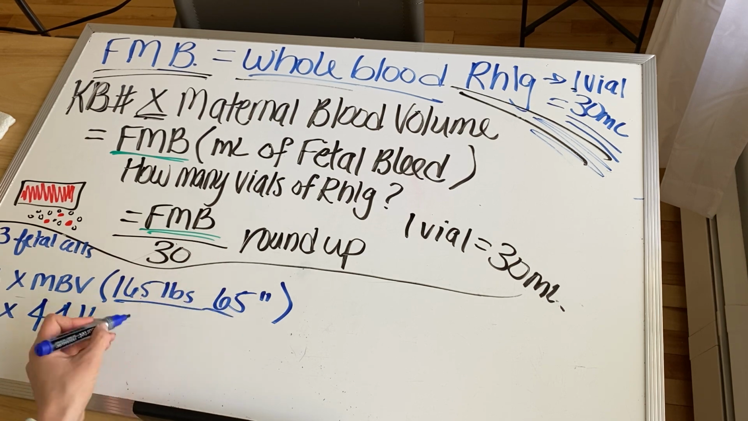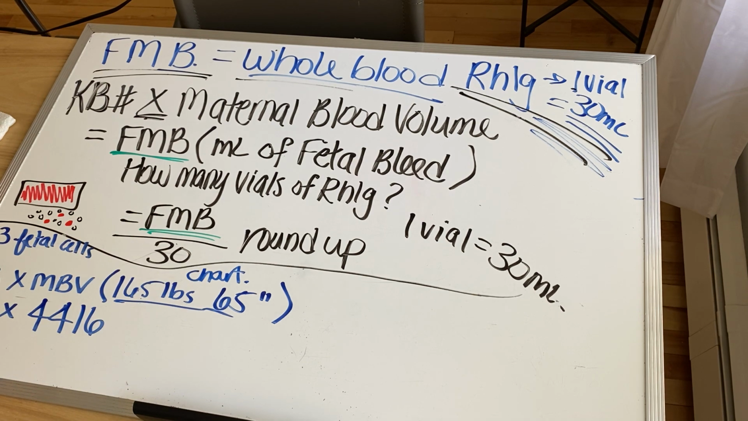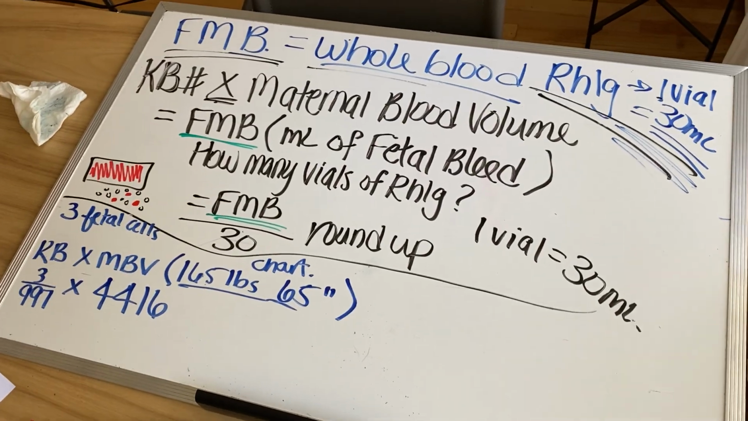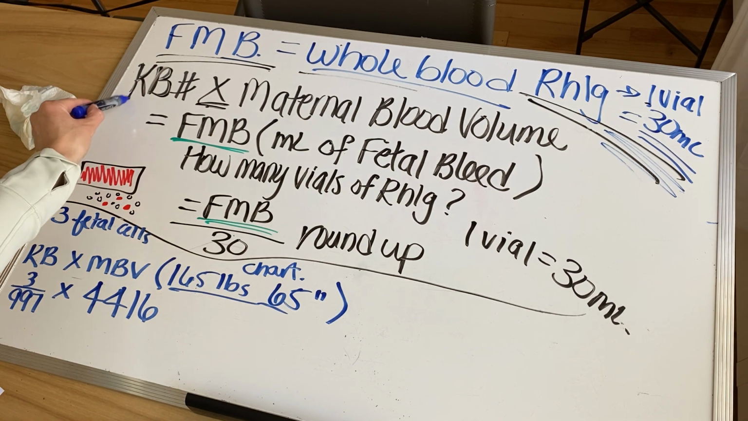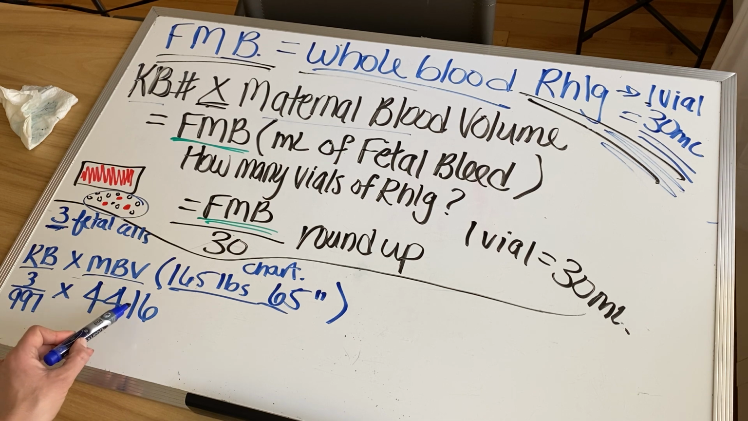Based on this. Sorry, you can't see that. There. So we did our KB times our maternal blood volume. We saw 3 fetal cells, so you have to do that slide count first. 3 fetal cells, so 3 divided by, out of 1,000, there were 997 left that weren't fetal cells. Multiply it by the maternal blood volume, which is 4,416.